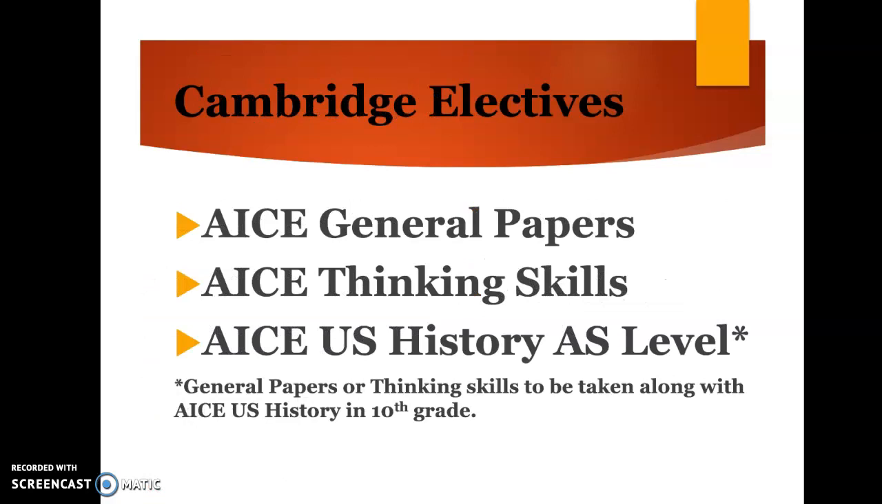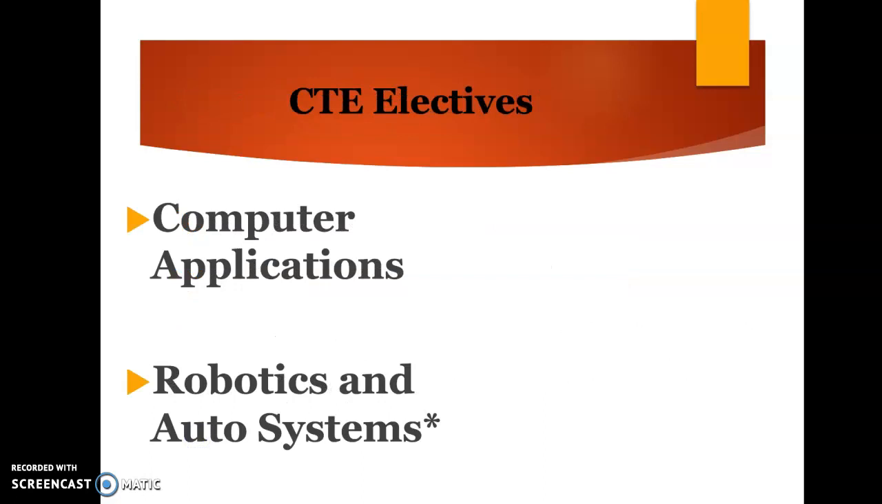If you're following the Cambridge International Diploma, the Cambridge electives available to sophomores are ACE General Papers, ACE Thinking Skills, and ACE U.S. History AS Level. Career and technical education electives available are Computer Applications and Robotics and Auto Systems. A note about Robotics and Auto Systems is that there are only 25 seats available, so the priority would be given to the upperclassmen.